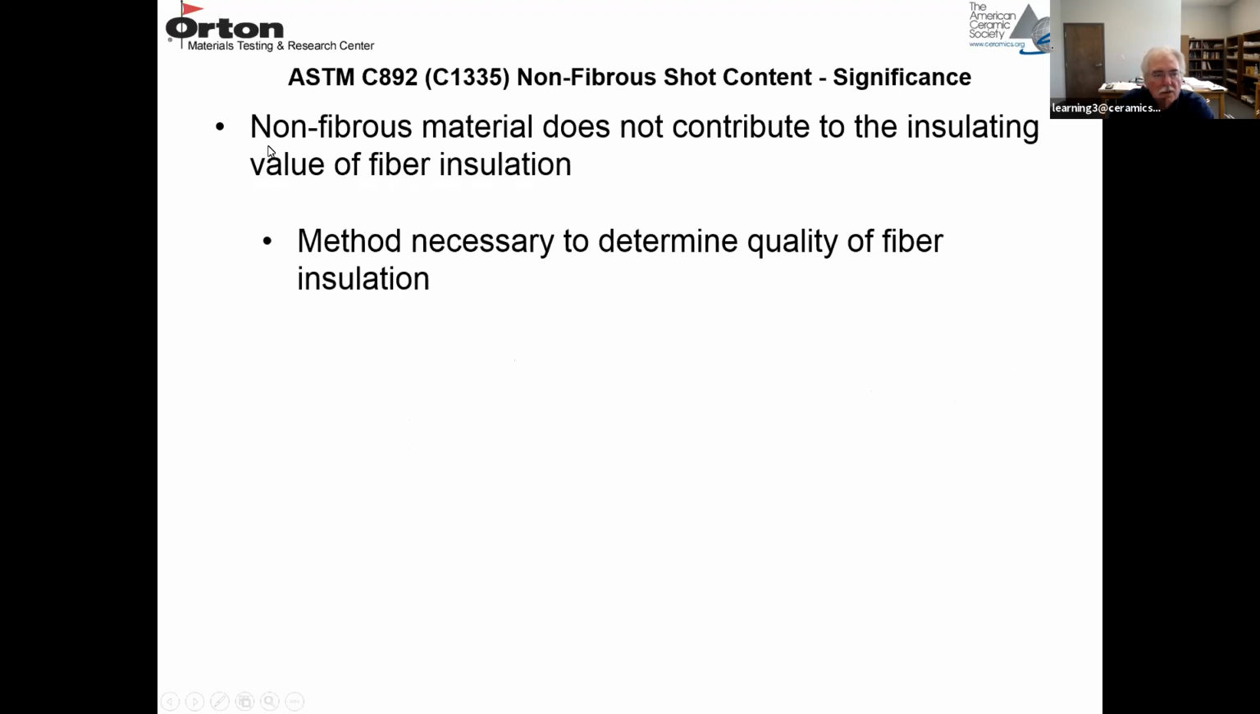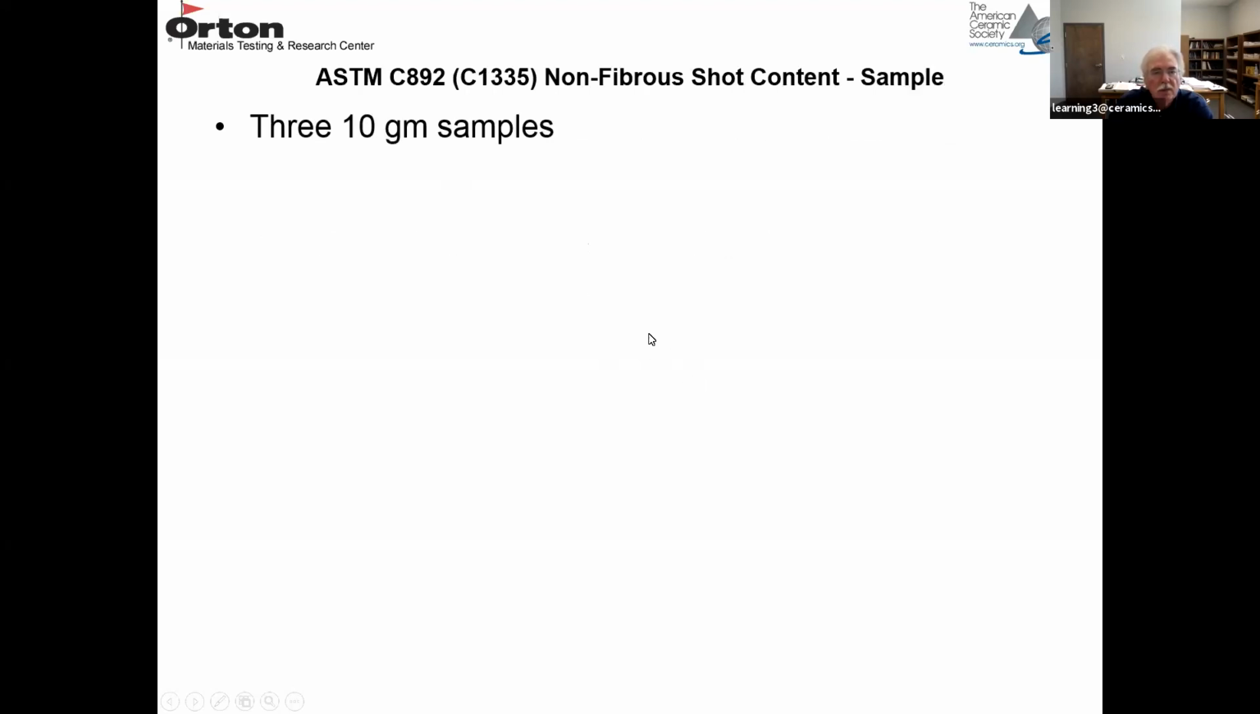It's important because you need a measure of the shot content because that does not contribute to the insulating value of the fiber insulation. And it's basically a determination of quality of the fiber insulation. Obviously, a lower shot content is a higher quality, a better insulating material. You're measuring samples on the order of 10 grams. So you select 3 samples of the fibrous material in 10-gram lots.